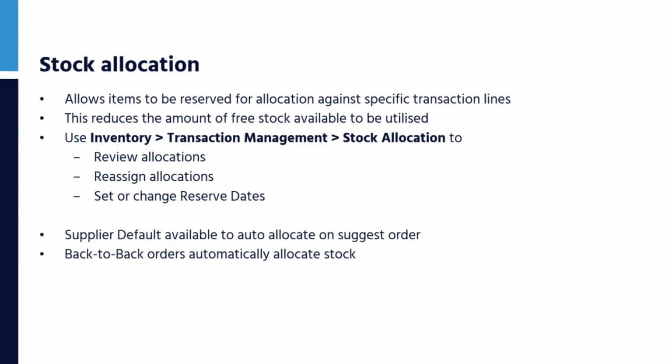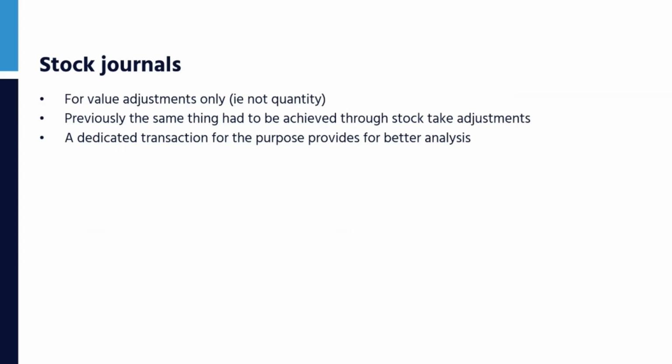And also on a supplier side of things, you can set a default to allow auto allocate on suggest orders. So if you're using the suggest order process, and that's been covered in another masterclass webinar, you can set it to auto allocate based on your rules and priorities, etc. And if you are using back-to-back orders, the allocation process is inherent to that, which of course makes sense because that's the reason you're ordering that stock in the first place. So that's just a little by the by.